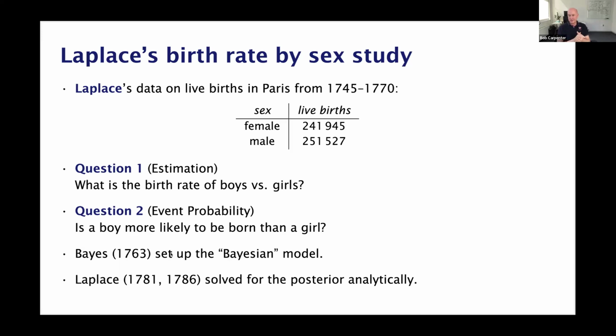And I like this first example because it was the very first example of Bayesian statistics, right? That was actually carried out as far as I know. So Laplace took data from live births in Paris where there were about 10,000 more boys born than girls. And he had the question, what's the birth rate of boys versus girls? And question 2, is a boy more likely to be born than a girl? Bayes in 1763 set up the notion of a Bayesian model, but it wasn't until Laplace came along and could actually work with Euler's beta function, standardize everything, actually compute the posterior for this analytically. We don't have to be as smart as Laplace, who, by the way, did this with pen and ink and candlelight. We've got a computer, so we can just do this very easily, right?